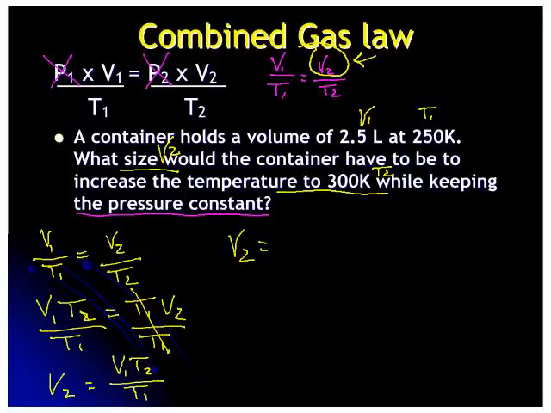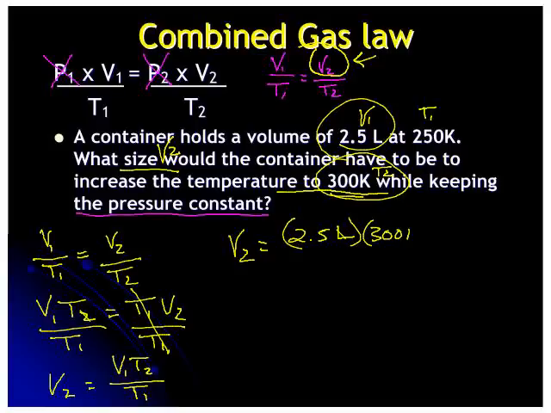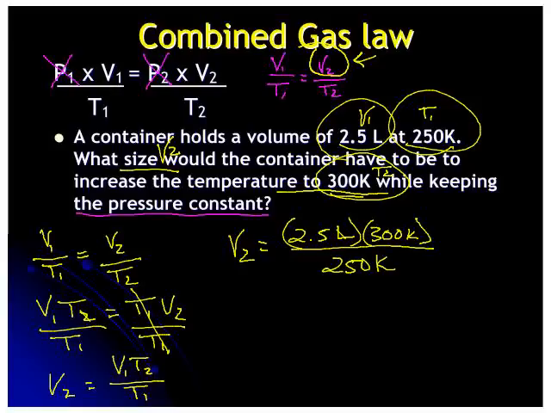Okay, so I go ahead and plug that in. V2 is equal to the first volume, here's the first volume, 2.5, times the second temperature, T2, 300 Kelvin, divided by T1. There's T1, 250 Kelvin. So multiply the numbers on the top, divide by the numbers on the bottom.